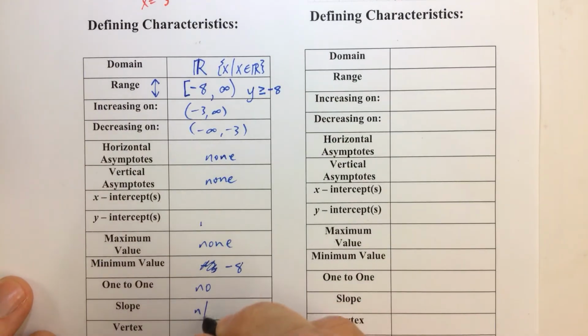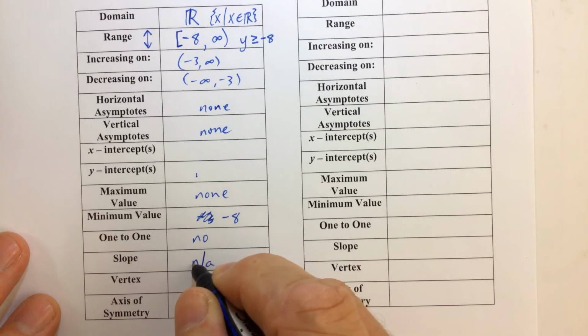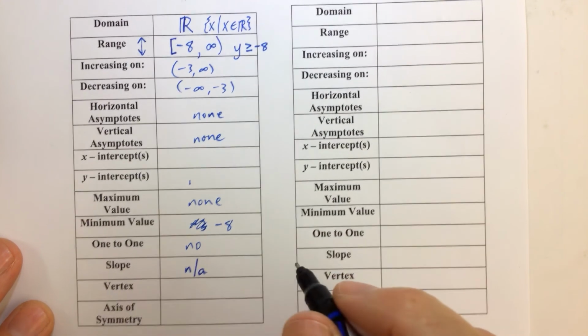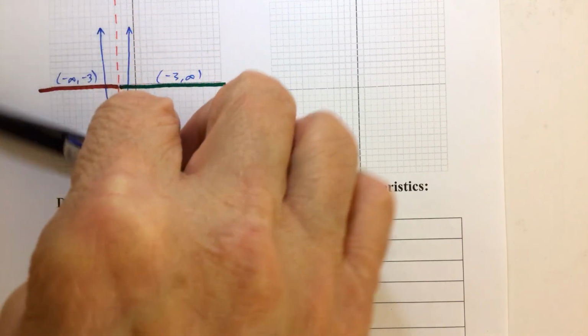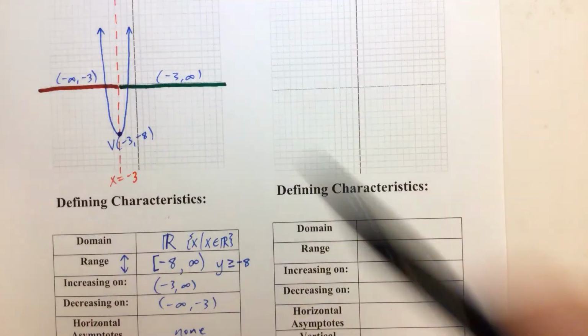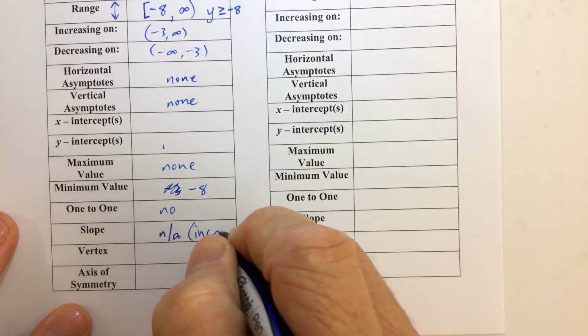Slope is NA, meaning that we're only really concerned about the slope of a graph when it's a line. Now we could say though the slope is increasing. So if we go from negative infinity to positive infinity, the slope along the curve would be increasing. So let's go ahead and put that in there, increasing.